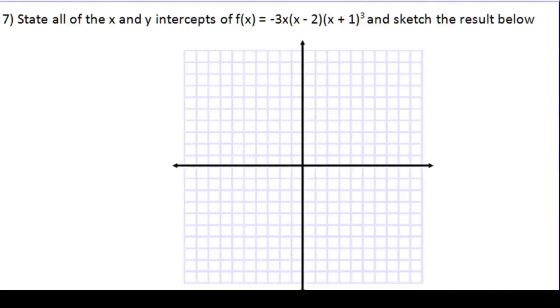All right, so for problem number 7, they're asking us to state all of the x and y intercepts of this function f of x, and then to sketch the results. So this is one of those problems where we have to deal with things like multiplicity, and we need to deal with end behavior, and really take into account all of the pieces that are going to go into giving us this sketch.